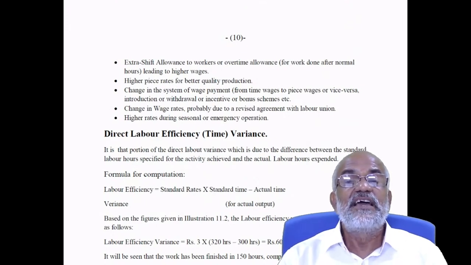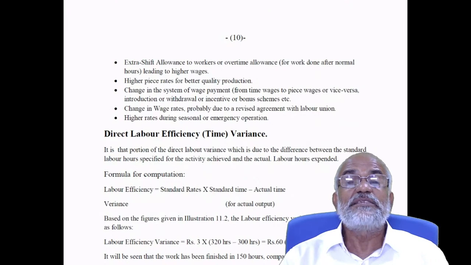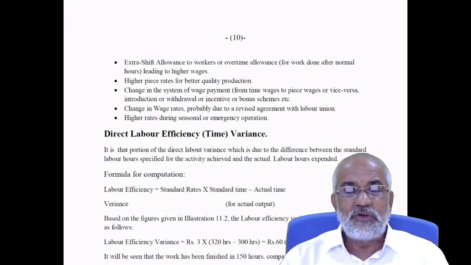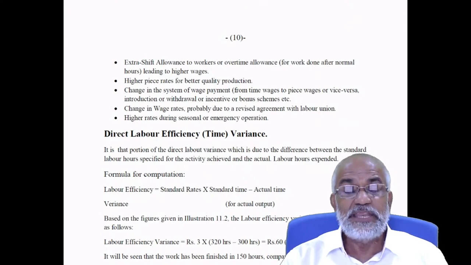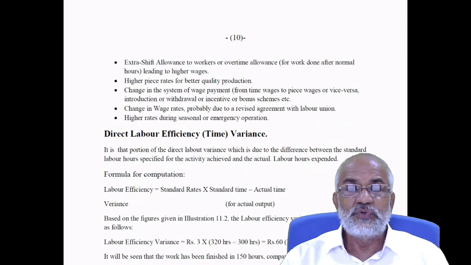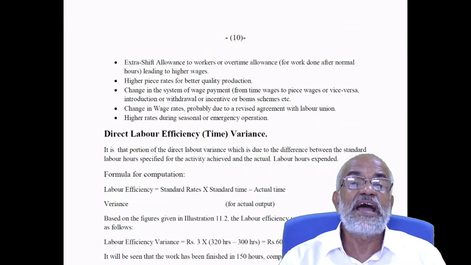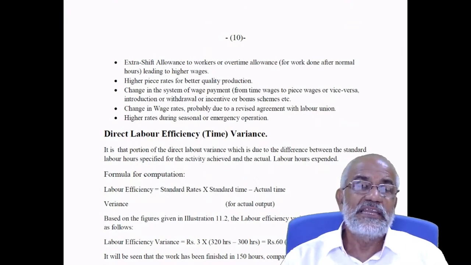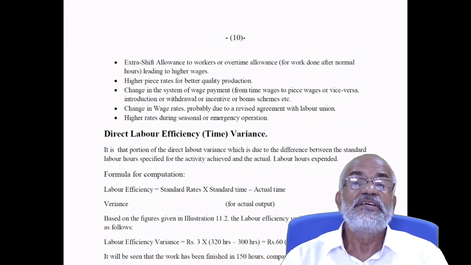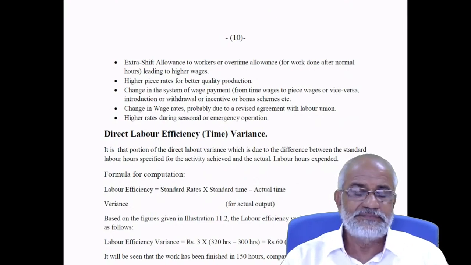The last reason is higher rate during seasonal or emergency operations. When there is a constraint in the hands of the management that the desired amount of output has to be produced on a deadline basis within a specified period, then obviously we need to gear up the labor force, and for that we may pay a high rate to the workers, and that may be another reason for causing direct labor rate variance. So these are the reasons for variation in the direct labor rate.